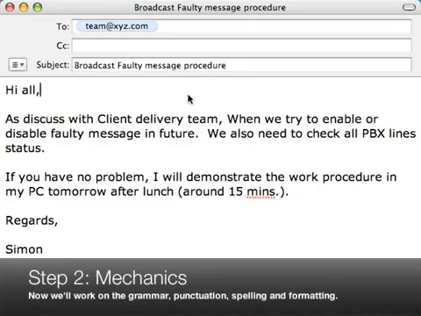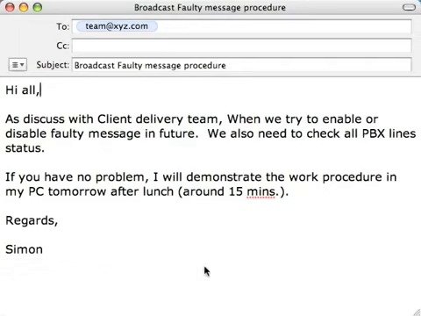Now, first, let's examine the mechanics of this email. By mechanics, I mean formatting, punctuation, and grammar. We can see right away that this email is clearly organized into paragraphs, with each paragraph making a separate point. The first paragraph identifies a problem, which is the reason the email is being written. The second paragraph proposes a solution and asks the readers to help Simon put this solution in place.